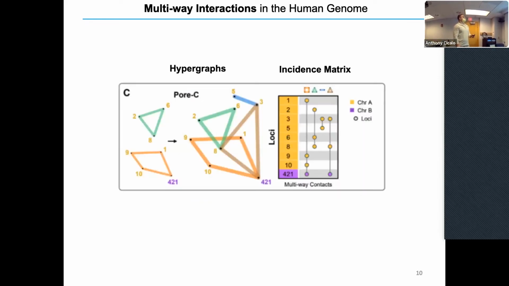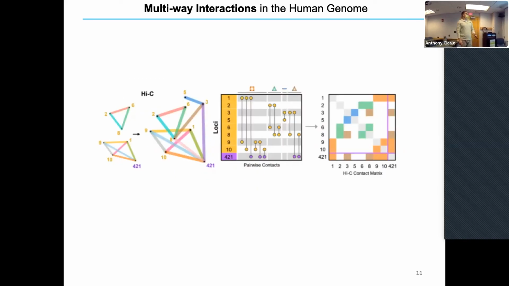Here in panel C, we are showing a visualization of a hypergraph and its corresponding incidence matrix. You can plot these multi-way interactions and their incidence matrix. For instance, this orange 4-way interaction is this square right here. We can see that it has 4 contacts, 3 of which come from the same chromosome, which are intrachromosomal interactions, and one contact is from a different chromosome, which is the interchromosomal interaction.